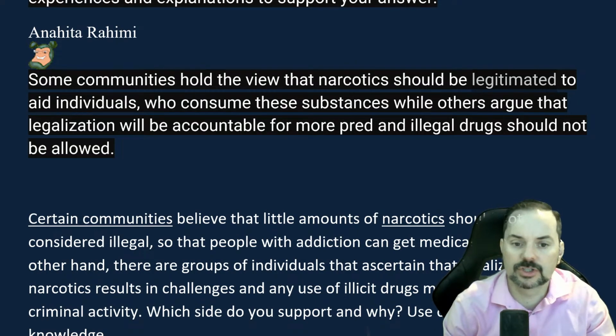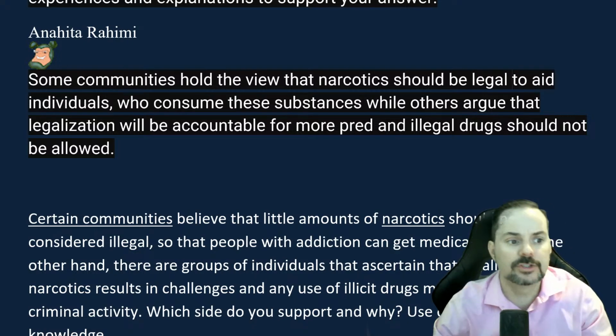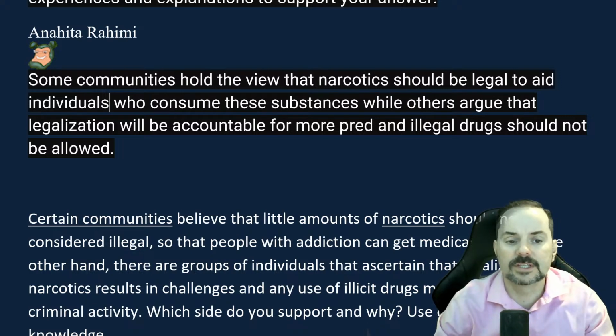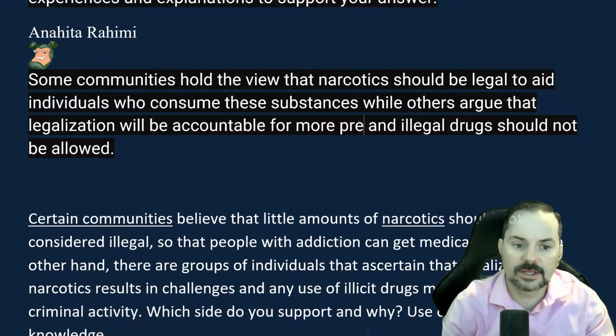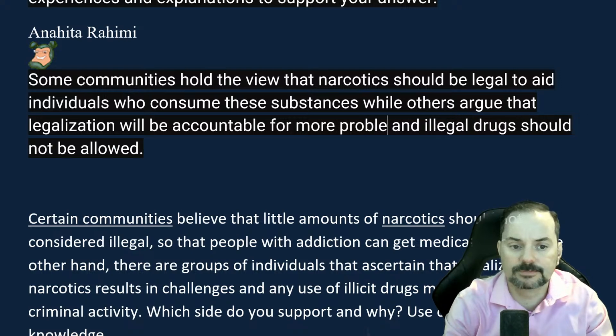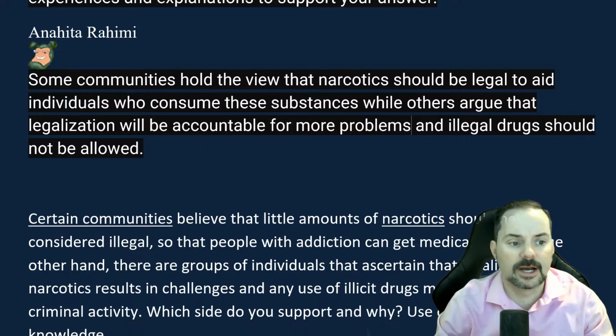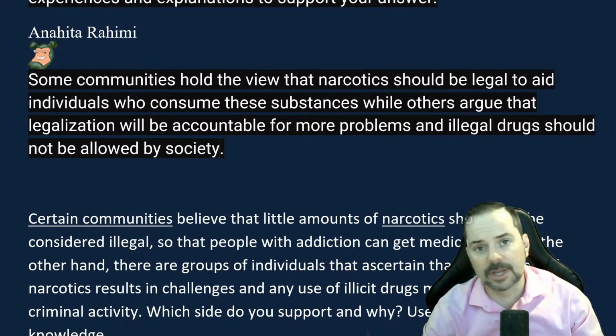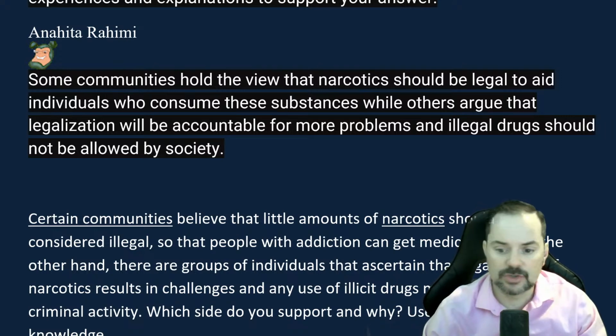It's a bit awkward. It should be legal to aid individuals, no comma, who consume these substances, while others argue that legalization will be accountable for more problems, I think. I don't know what you mean by pred there, but problems. And illegal drugs should not be allowed by society. Okay, sure. It's a little bit simpler, Anahita. There's a few mistakes there, but you're on the right track, which is good.